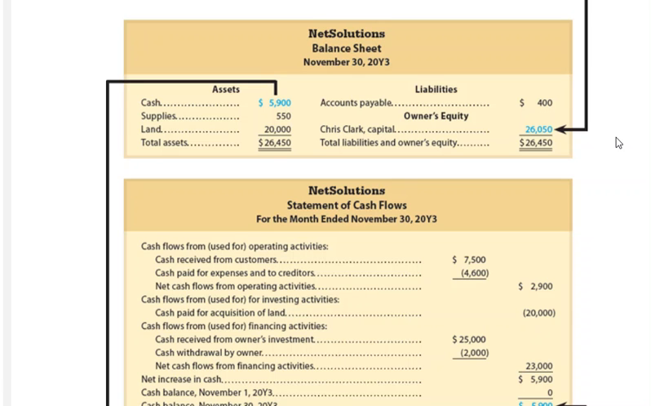Some of the most common examples of assets include cash, accounts receivable, inventories, marketable securities if we have investments in them, supplies, property, plant, and equipment, which we sometimes call fixed assets, and intangible assets, which we'll learn about a little bit later in the course. Those are some common examples of assets.